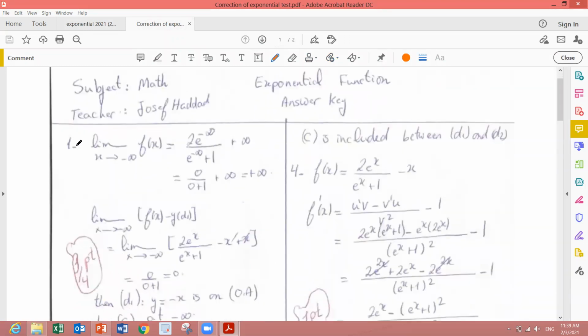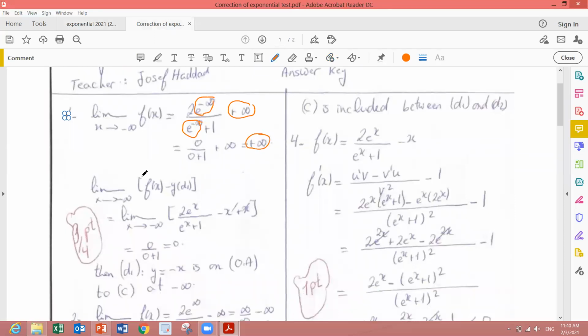So part 1, the limit as x tends to minus infinity of f(x). We replace each x by minus infinity. We get 2e to the minus infinity over e to the minus infinity plus 1, minus minus infinity, so it becomes plus infinity. As you know, e to the minus infinity is 0, so 0 over 0 plus 1, and we get plus infinity.